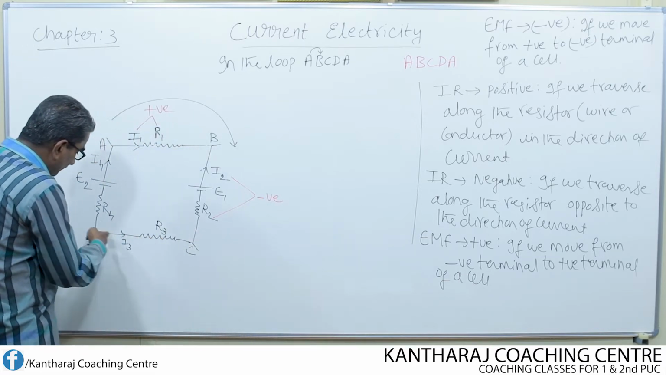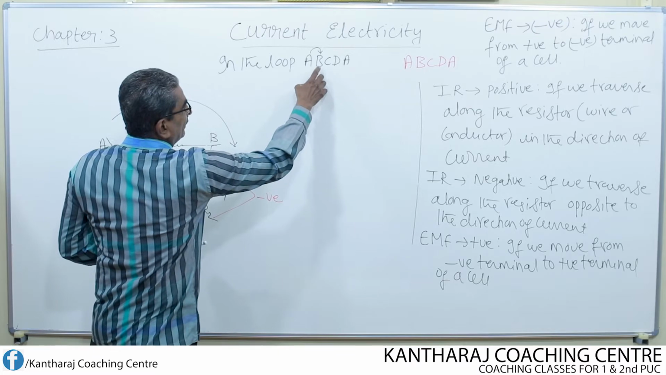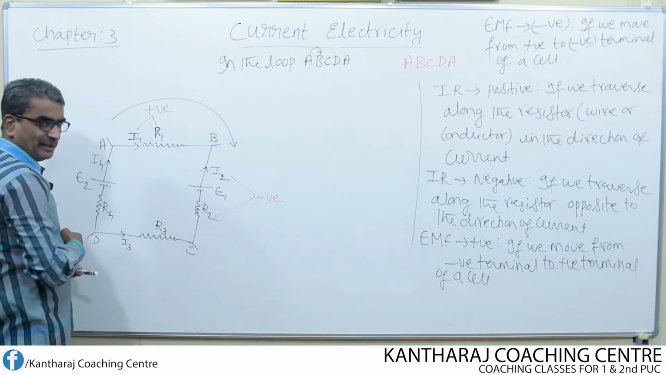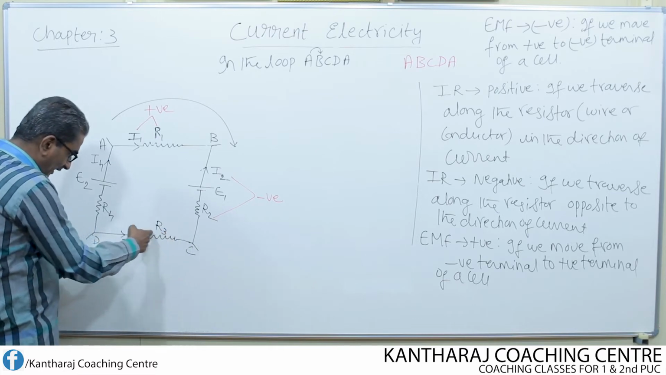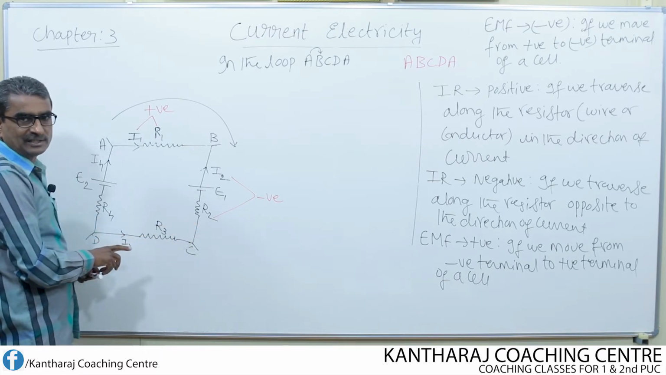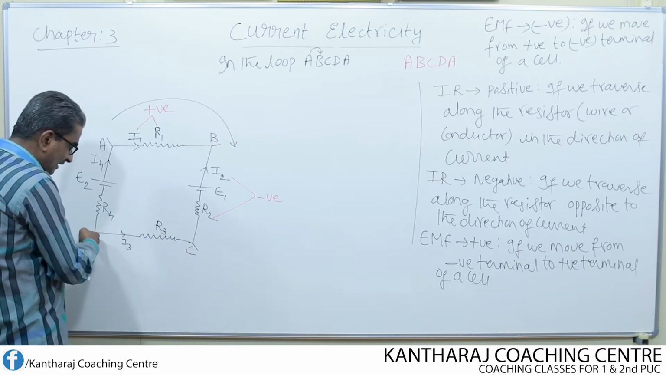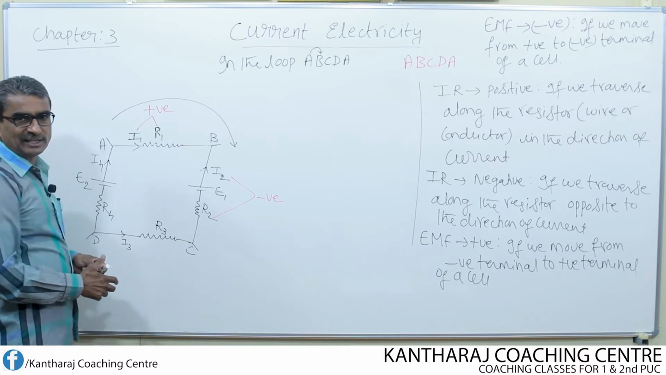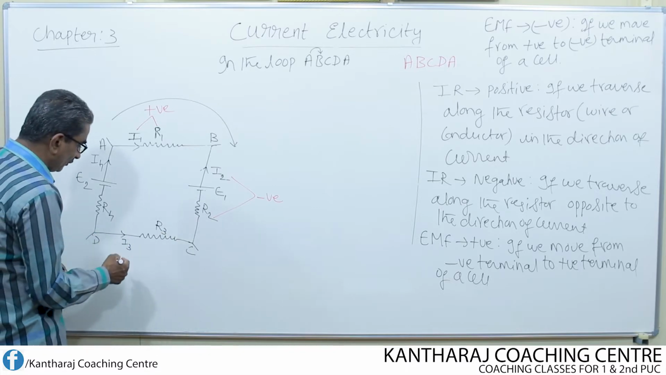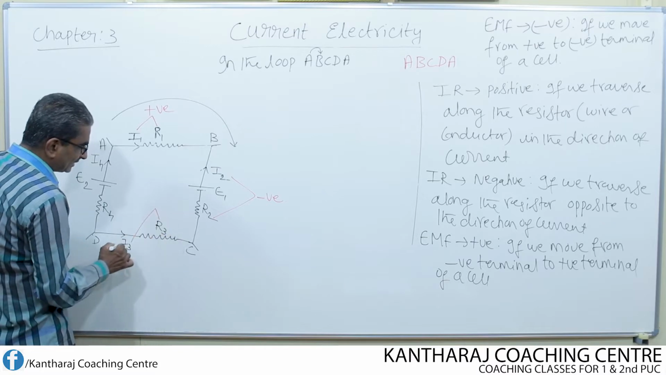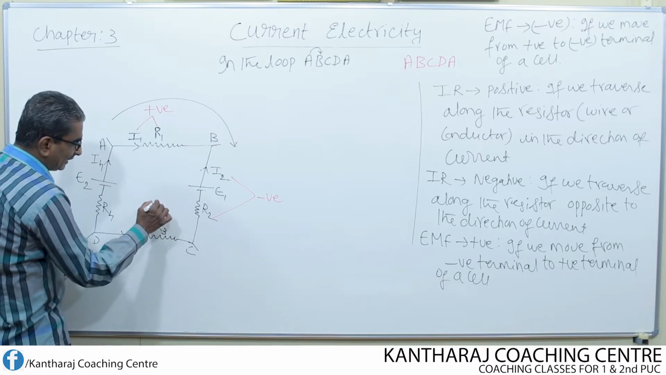Again continue from C to D. A to B is over, B to C is over, C to D. While moving from C to D, I move like this, whereas current is flowing in the opposite direction. If I travel along the resistor towards left side, whereas current is flowing towards right side, both are opposite. Therefore, here the product of current and resistance in this case is nothing but negative.